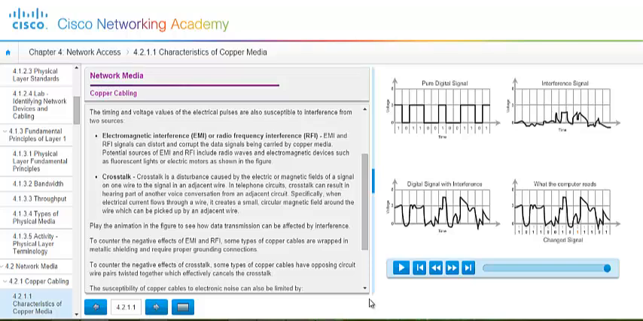You can also have crosstalk, and that is the disturbance caused by the electric or magnetic fields of a signal on a wire to the signal in an adjacent wire. In telephone circuits, crosstalk can result in hearing part of another voice conversation from an adjacent circuit. Specifically, when electrical currents flow through a wire, it creates a small circular magnetic field around the wire which can be picked up by an adjacent wire.